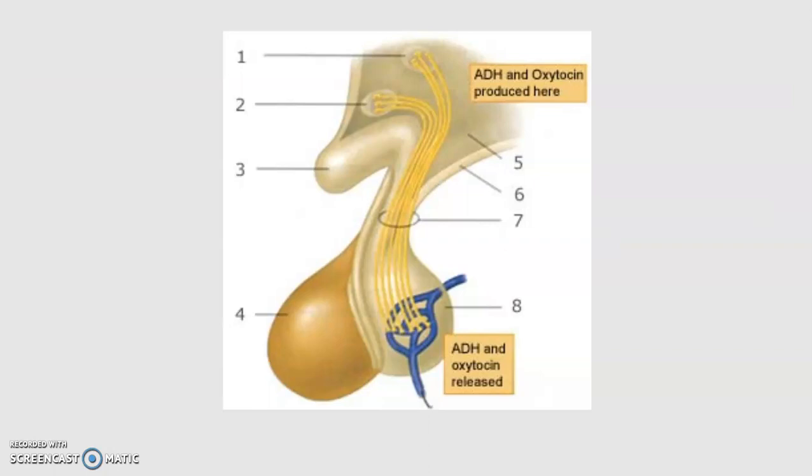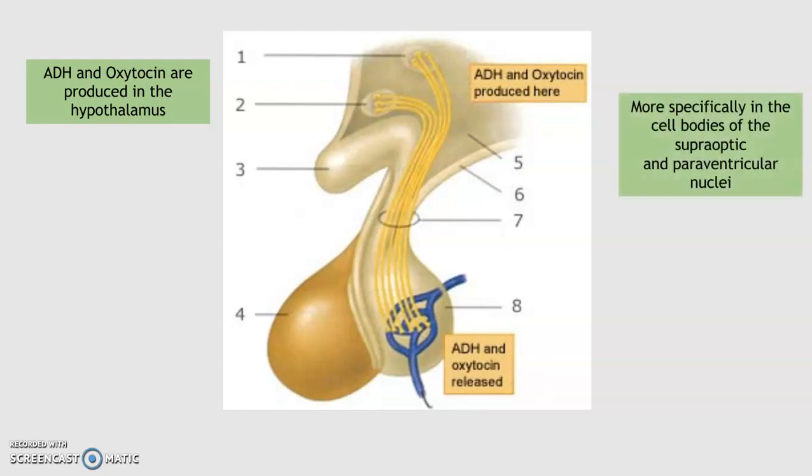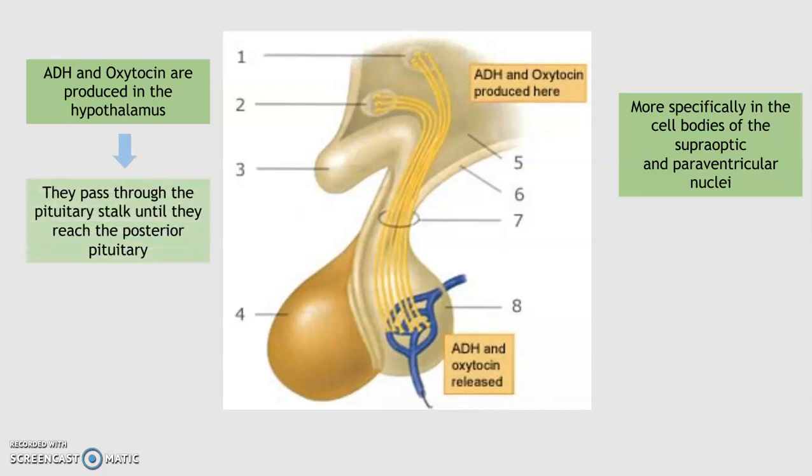So this is the way the hormones reach the neurohypophysis. As I told you, ADH and oxytocin are produced by the hypothalamus, not actually by the neurohypophysis. They are produced more specifically in the supraoptic and paraventricular nuclei of the hypothalamus. Then they pass through the pituitary stalk until they reach the neurohypophysis, and the neurohypophysis then stores them until the signal for its release gets sent.